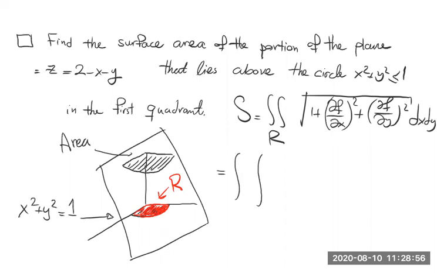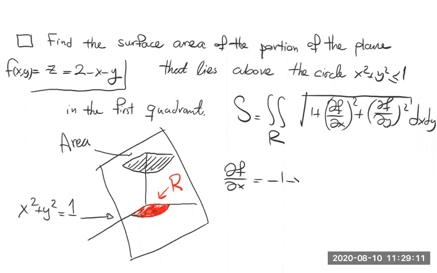Okay, so z is equal to f of x and y. What is the partial derivative of f? We should do the computations first. What is the partial derivative of f with respect to x? Well, I should take the derivative of this function with respect to x. It's -1. So the partial derivative of f with respect to x, squared, is just 1.